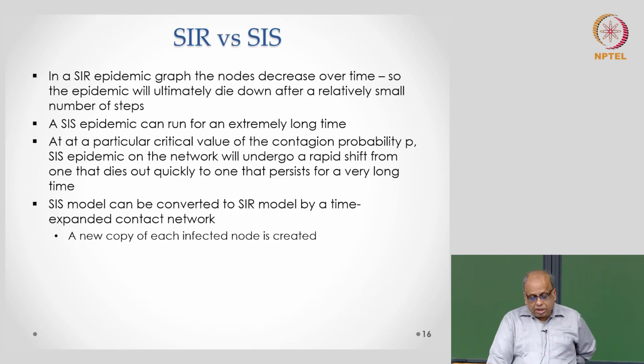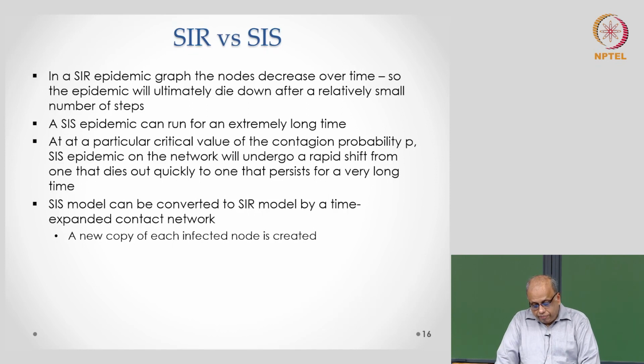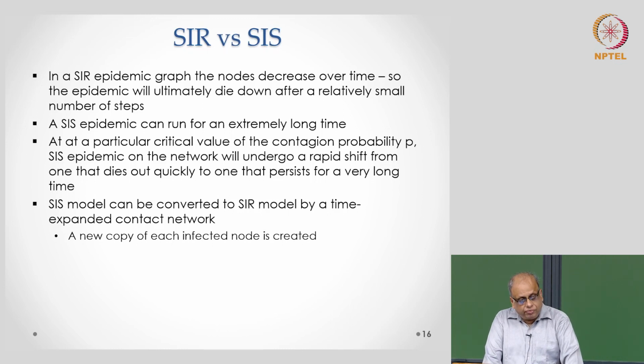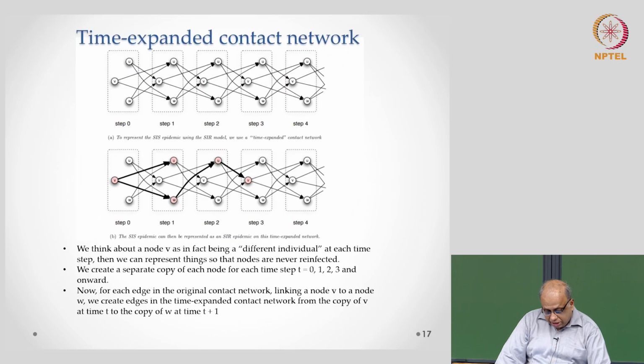In an SIR epidemic graph, the nodes decrease over time, because once you have the disease, you cannot have the disease again. So the network will decrease over time because nodes that have got the disease can be removed. While the SIS model can run for an extremely long time. For example, flu has been going on for time immemorial. Okay. And at a particular critical value of the contagion probability, an SIS epidemic on the network will undergo a rapid shift from one that dies out quickly to one that persists over a long amount of time.